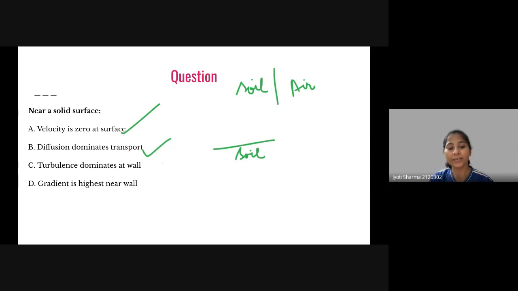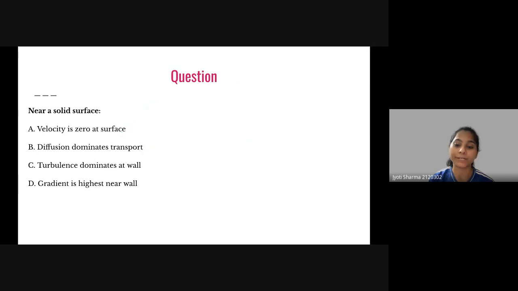Coming to the gradient, gradient is highest near the wall. Is that wrong or right? This is again a right answer. The gradient will always be highest near the wall, because above the wall there is uniformity in the velocity, uniformity in the concentration, but near the wall there will always be a gradient. So that's how D is also right, and A, B, D are the right answers.